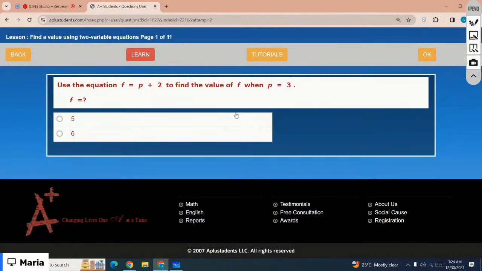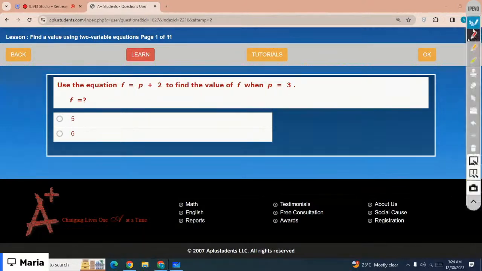So you are given the value of p, right? That is 3. So substitute the value 3 in the equation and calculate the value of f. F equals p, which you have been given is 3. So that is 3 plus 2, right? So 3 plus 2 equals 5 and f equals 5. Option number 1 is the correct option. F equals 5.